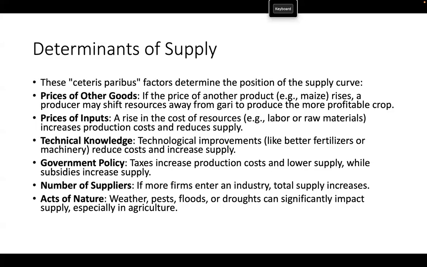Another determinant is prices of inputs. If the price of labor or raw materials rises, it increases the cost of resources for production. Therefore, less will be supplied. Is that okay?